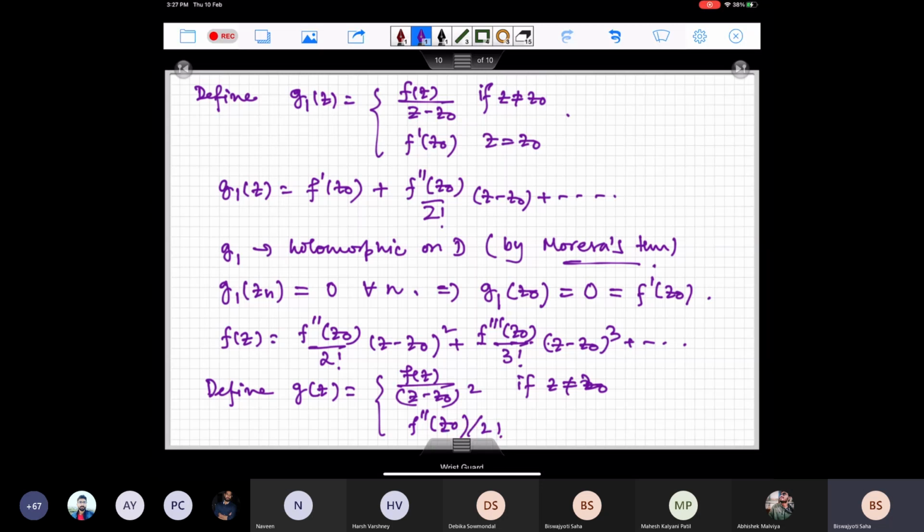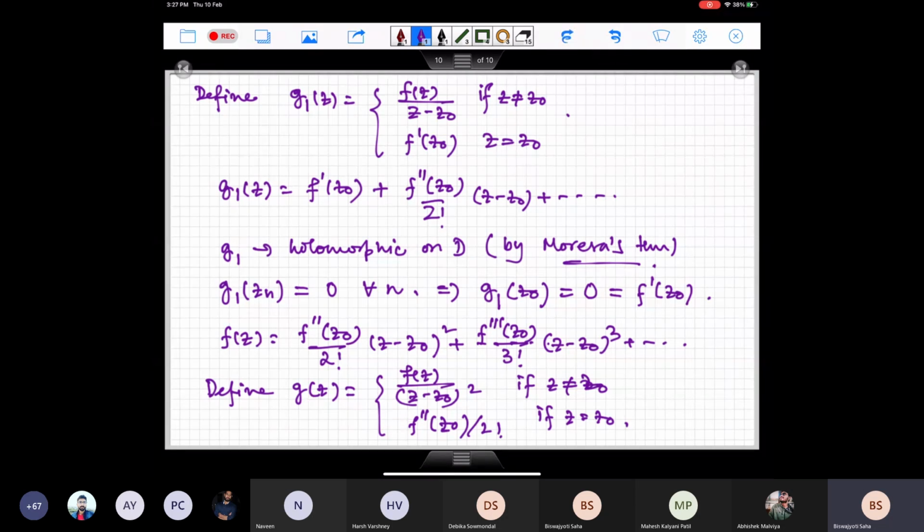This is what I define if z is equal to z naught. So this is my definition of G2. Now again you see that my G2 function is going to be holomorphic, because this function is holomorphic everywhere, and perhaps not holomorphic only at z0. But it is still nevertheless continuous at z0, because if you just divide f by (z minus z0) squared and take the limit as z tends to z0, whatever the limiting value you get, that is precisely what I have given here.